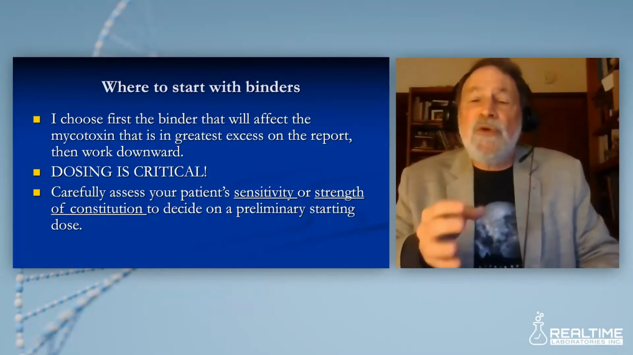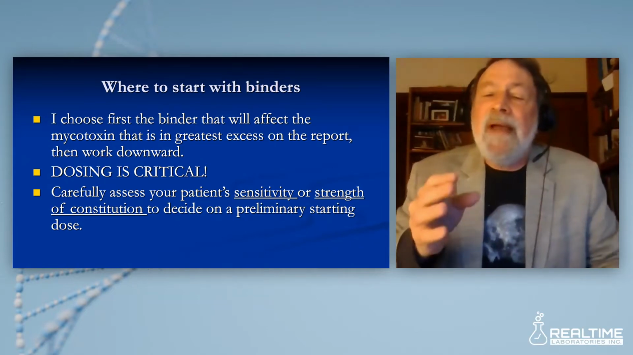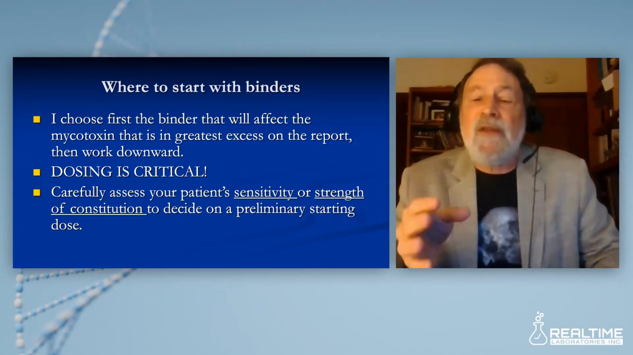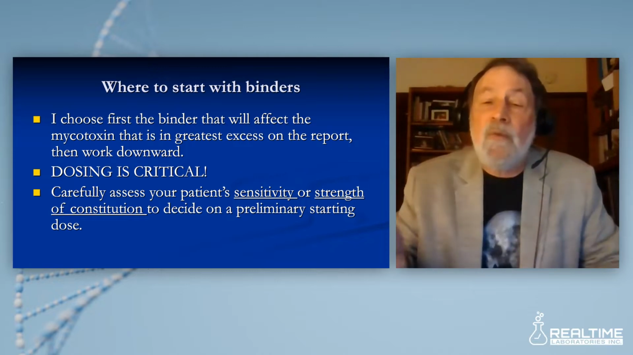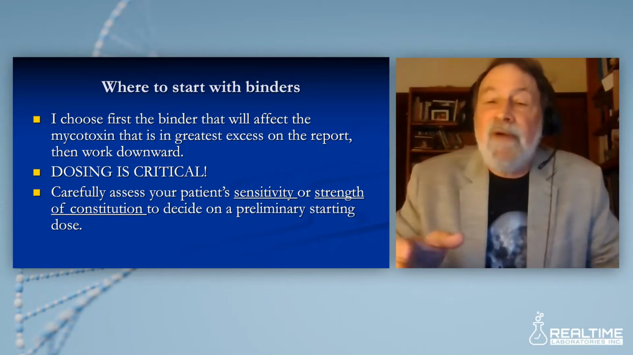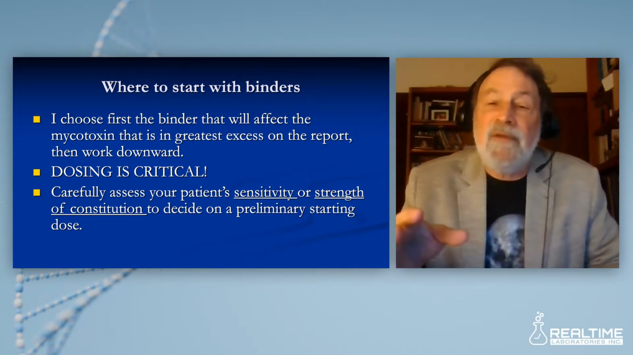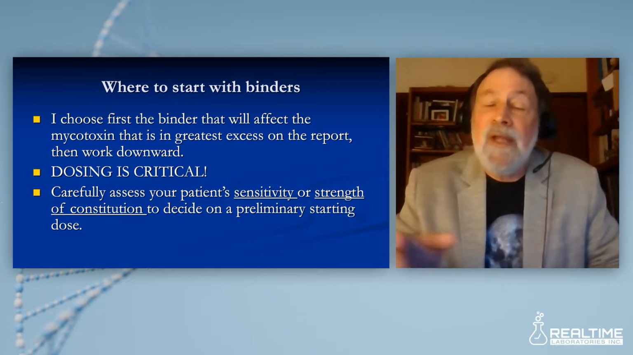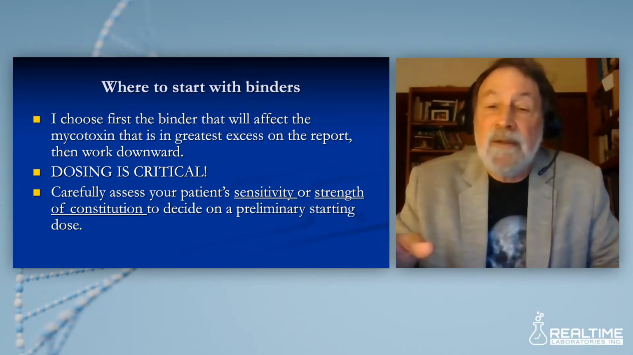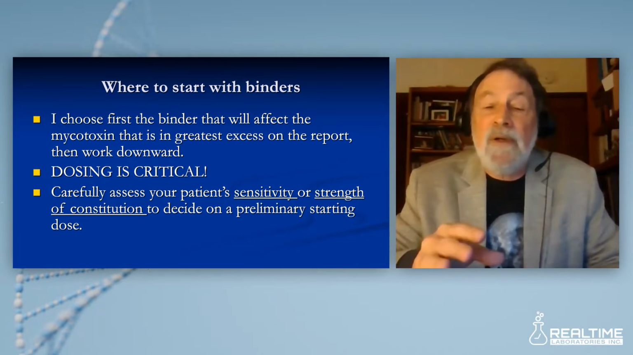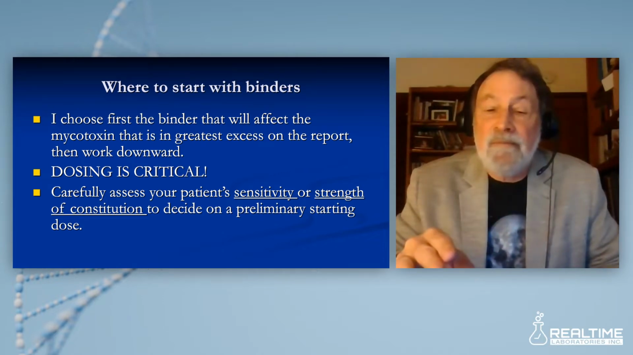Okay, having said that, I first choose the binder that will affect the mycotoxin that is in greatest excess on the report, and then I work downward. So for example, if I have an ochratoxin level that is 3 times the upper limit of normal and a trichothecene level that is 10 times the upper limit of normal, I'm going to start with trichothecene. Okay, remember, dosing is critical.